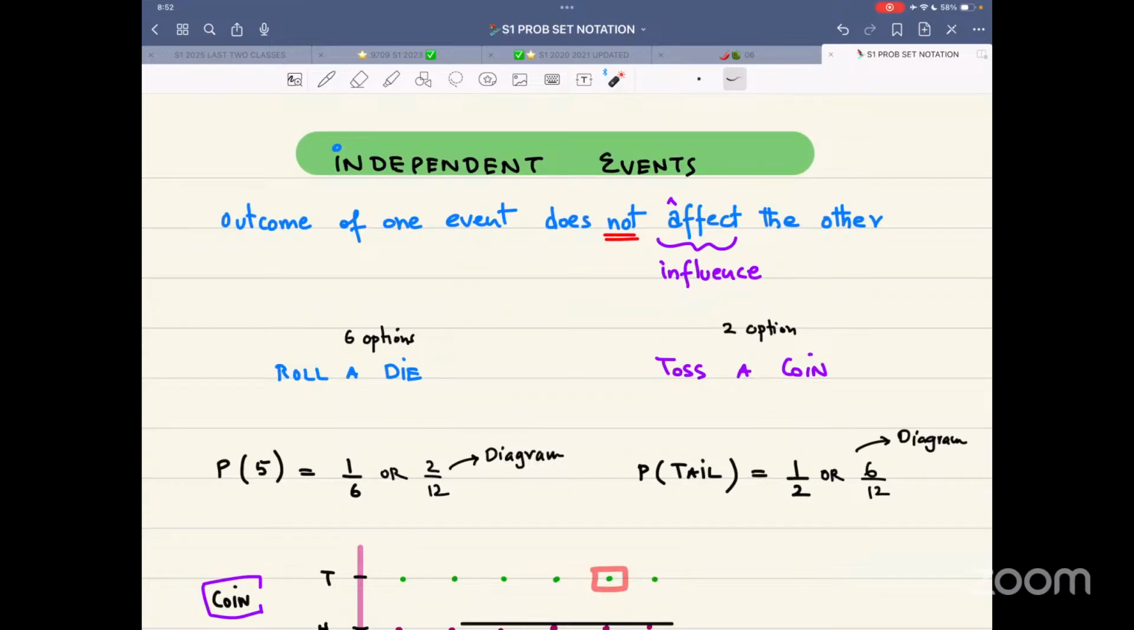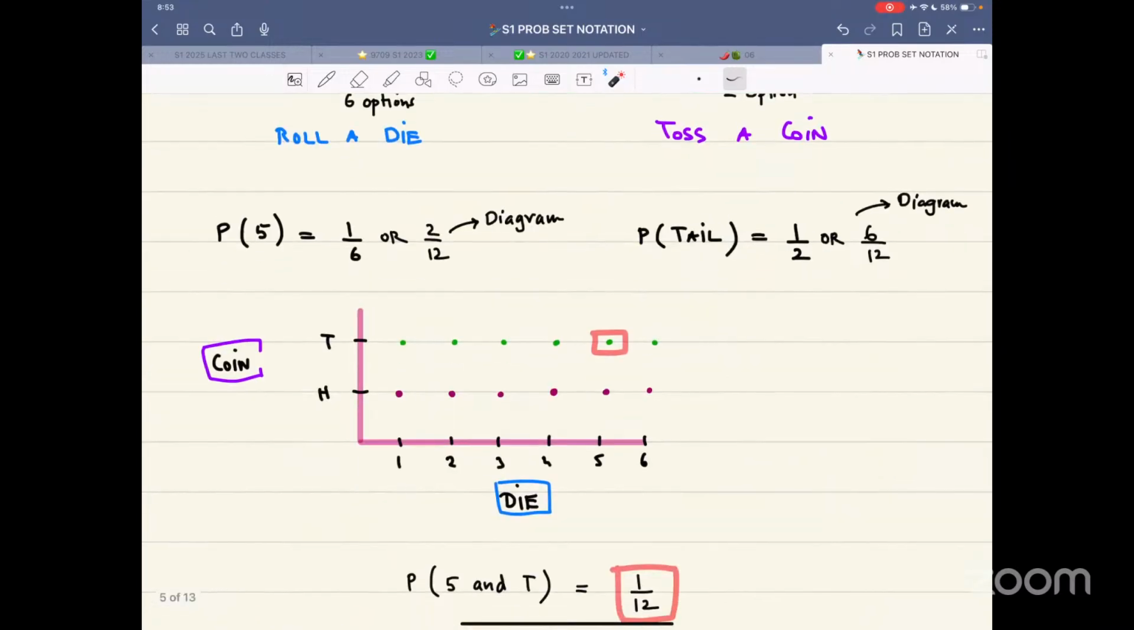What are independent events? The outcome of one event does not affect the other. Affect with an A, influence. Roll a die, toss a coin. If I roll a die, let's talk about the number 5. The probability of getting a 5 is 1 over 6. The probability of getting a tail on a fair coin is 1 over 2.